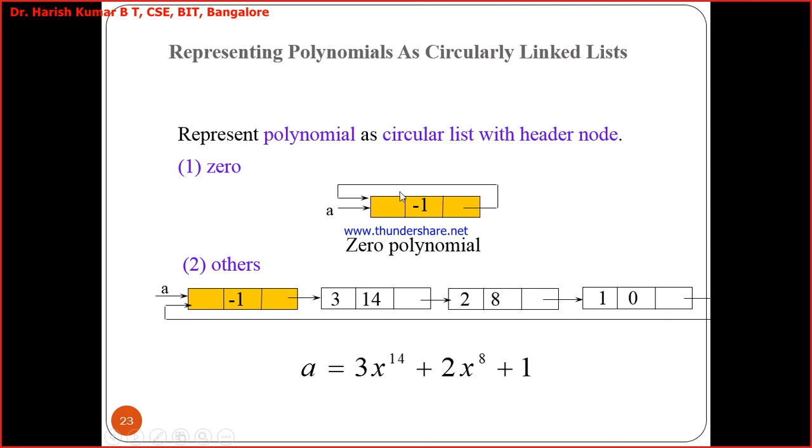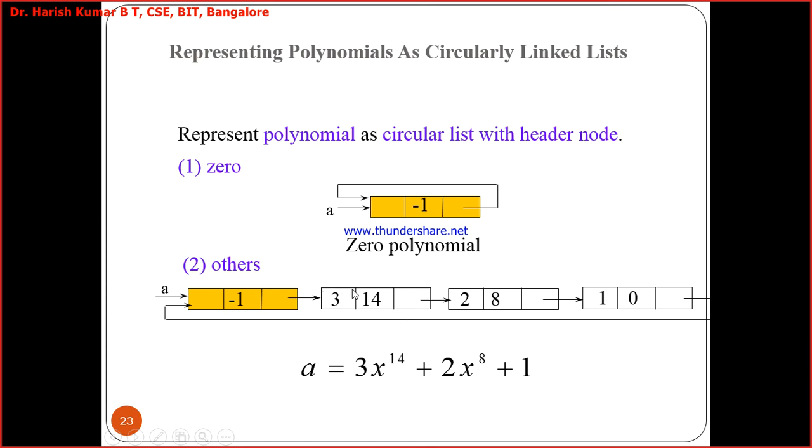When there are no terms in your polynomial, this is how the status of a circular singly linked list will look. And this exponent field, we make it -1 initially, because for the 0 polynomial, this is called the header node. Next, if it is not a 0 polynomial, say I have a polynomial something like this, how do we represent it? This is the header node, and a is pointing to this node, and I intentionally make its exponent -1, and in this field I store the address of the next node.